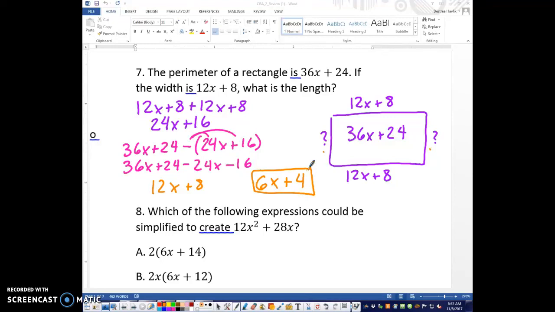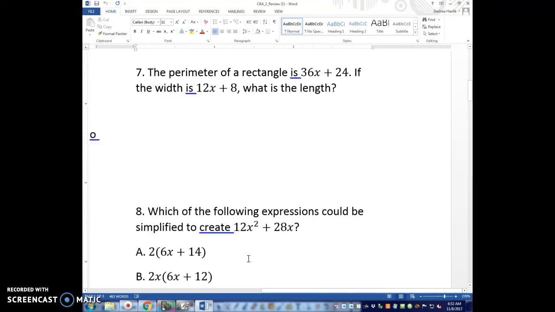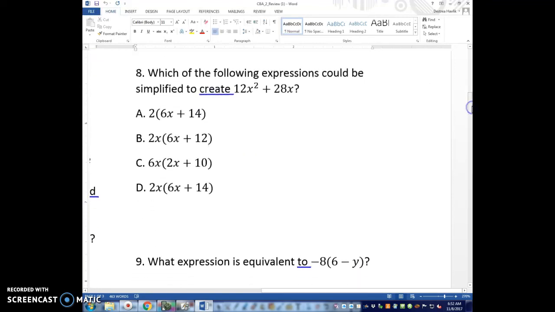Okay? Number 8. The width of the following expression could be simplified to create this. Which of the following? So which of the following can be used to create that? Here's what you're going to do. Solve them all out. 2 times 6x is 12x. 2 times 14 is 28. Did that match? No. Even if you think it does, I want you to solve all of them out.